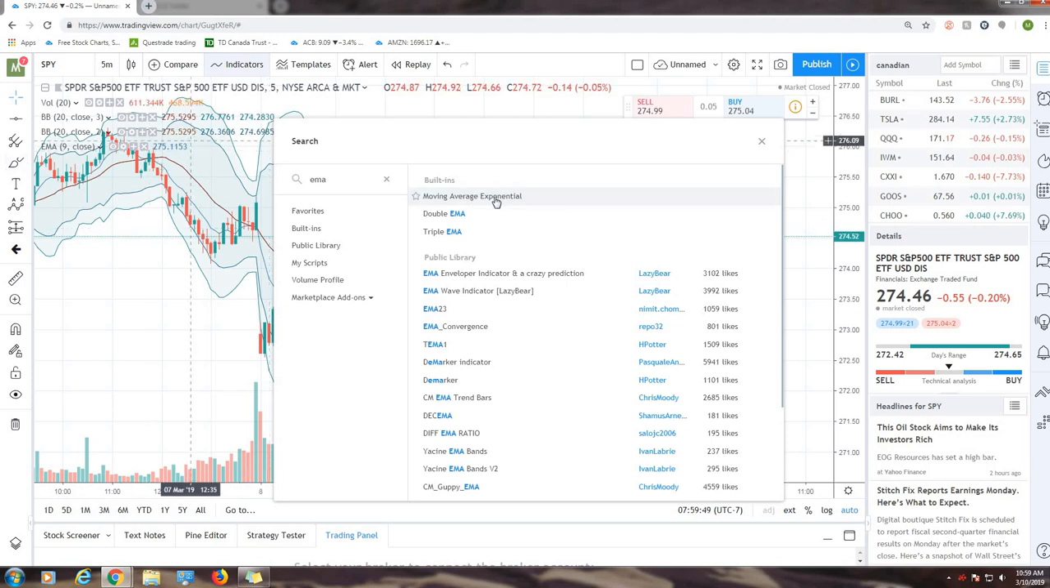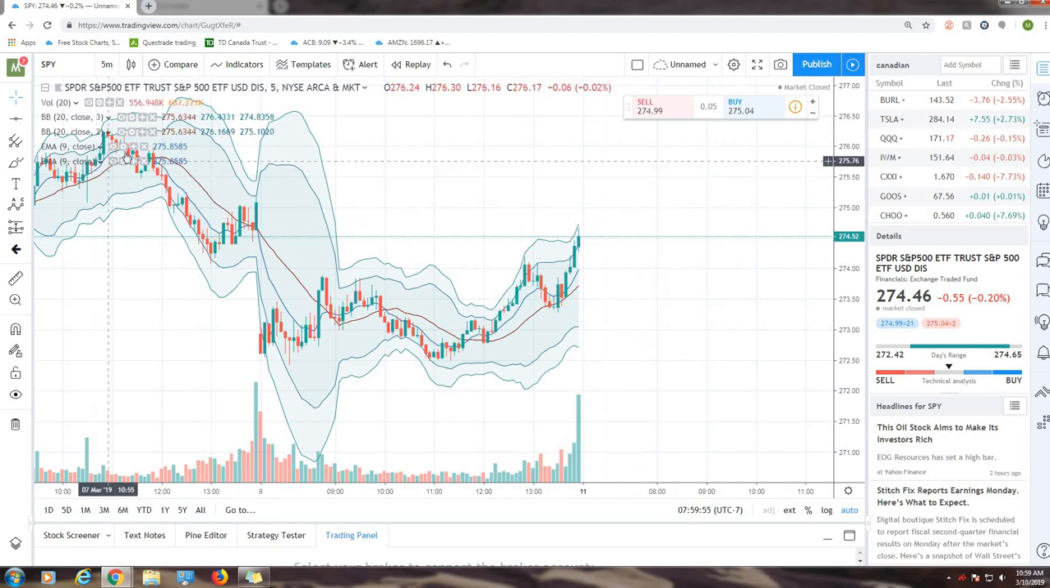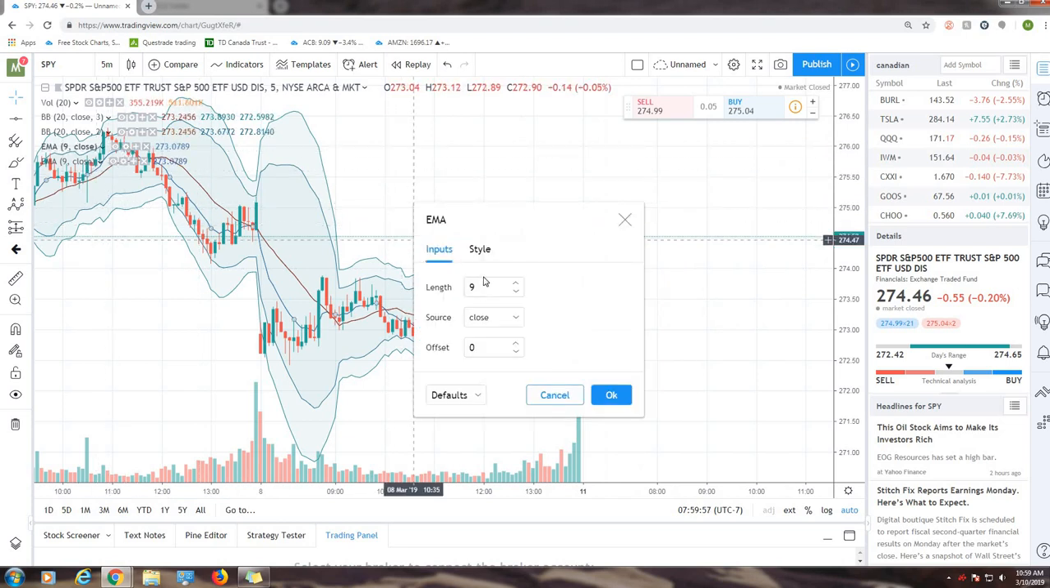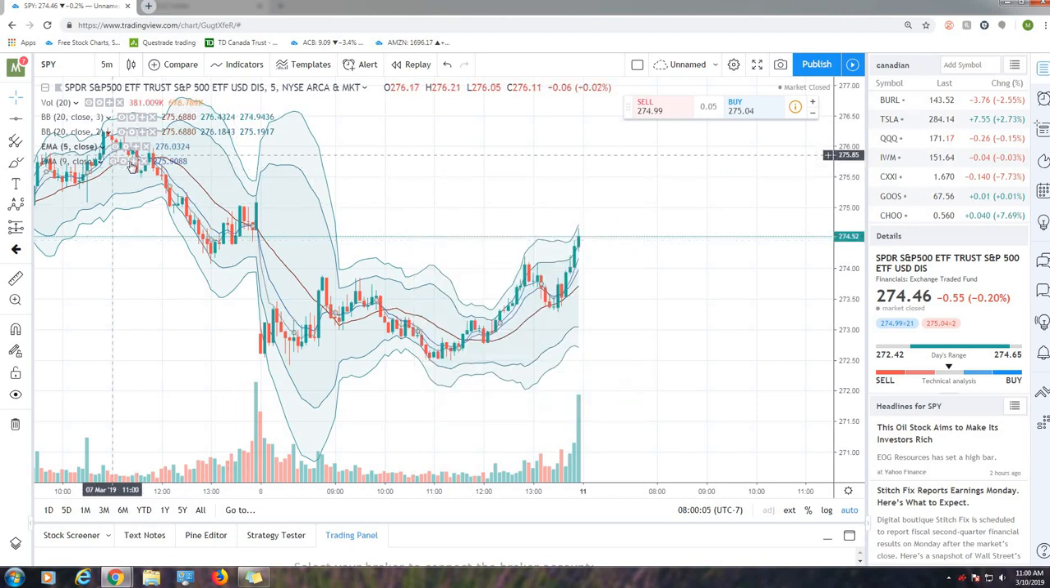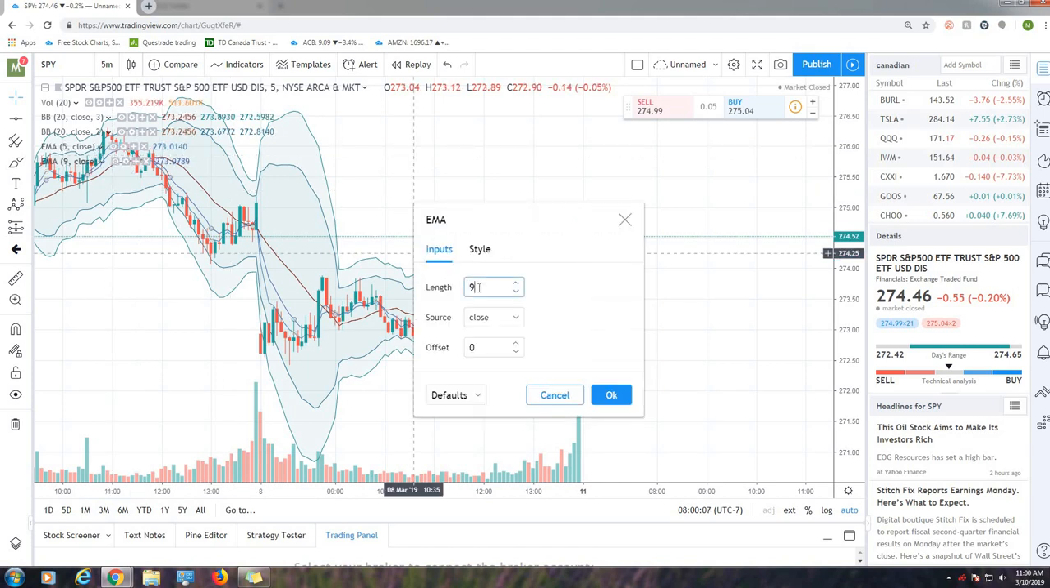So I'm just going to add in 2 of these. You can add in as many as you like. Again, I do mostly day trading, so I use the 5 and the 10. It's one of my favorite indicators for sure. So we've got to change the length of the period to 5 days instead of 9 for that. And then we're going to change this to a 10-day.